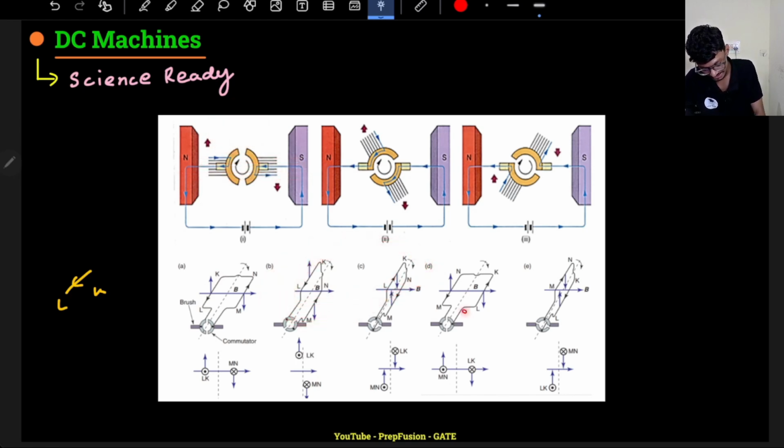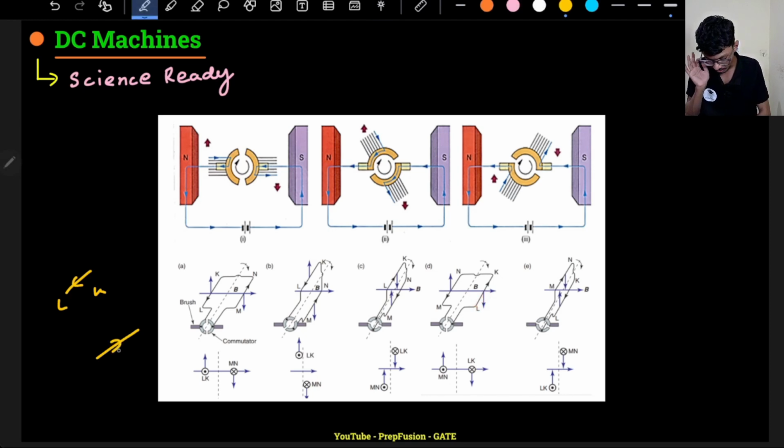Now let's come to case D. In case D, my LK is on the right-hand side now, and according to the magnetic field, I will use Fleming's right hand rule. If I use it, the direction of the current you will get is just the opposite. This we have already discussed. So the direction of the current will be in this. Now you will say, sir, then how is commutation happening? You are having the doubt of how commutation is happening.